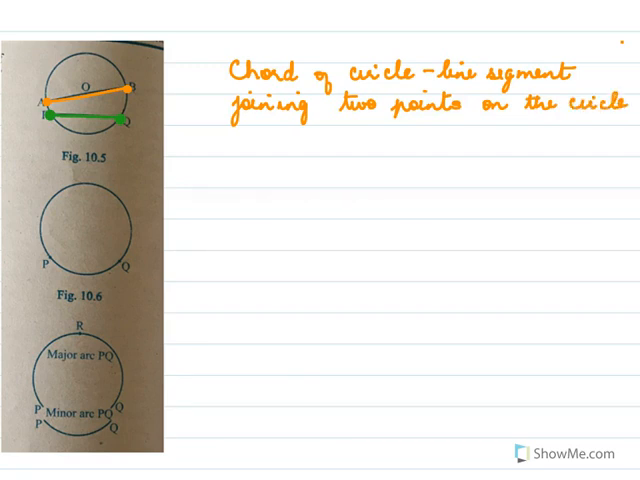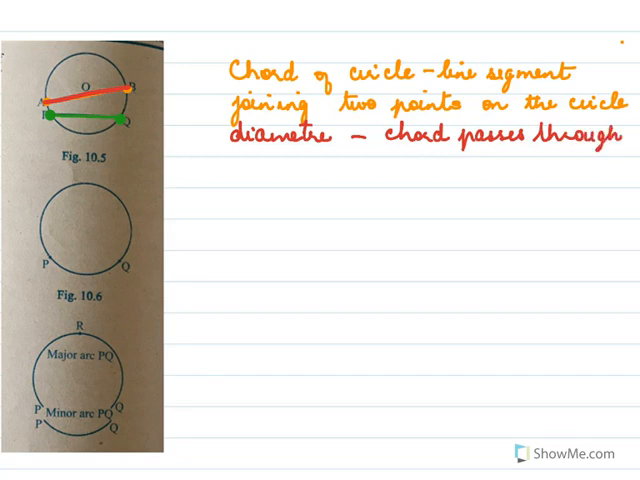Now diameter is a special chord. It's a chord that passes through the center of the circle. Like here we can see we have AB. It is a chord, but it is a chord that passes through the center of the circle. So diameter is a special chord, a chord that passes through the center. And another point to remember is that it is the longest chord. Diameter is the longest chord.